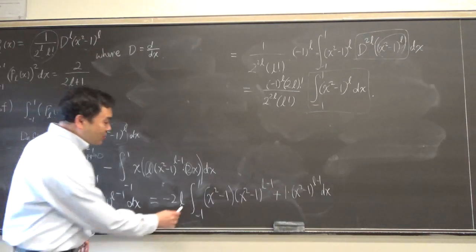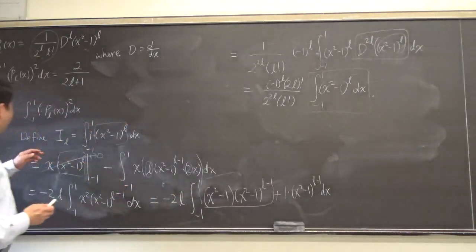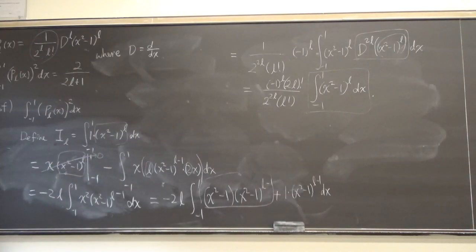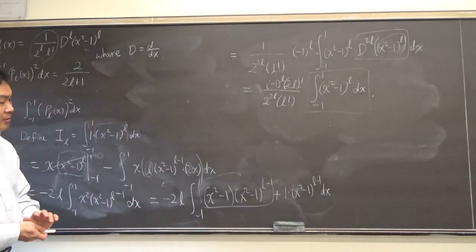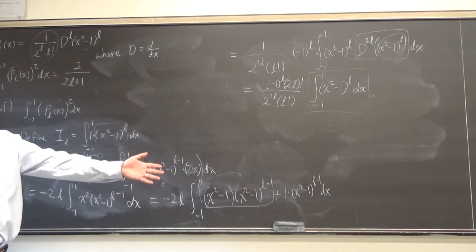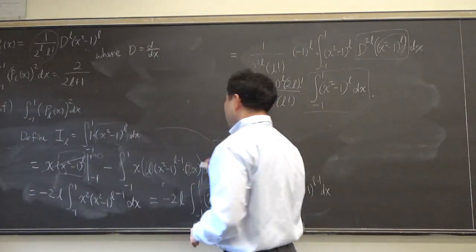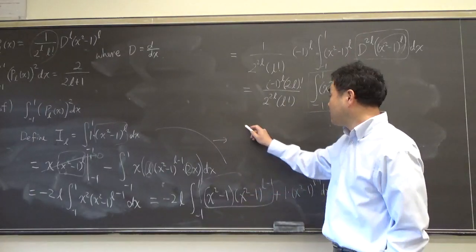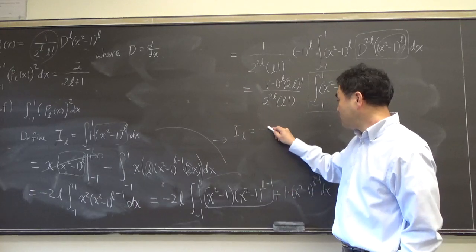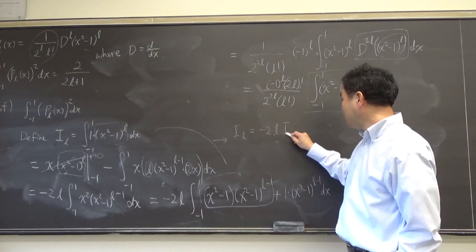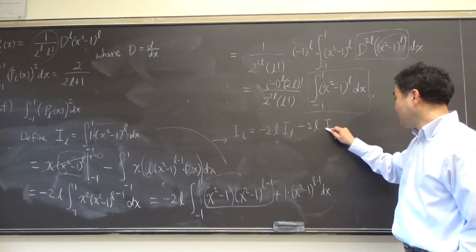But then, look what this is. This is x squared minus 1 to the Lth power, which is exactly I_L, right? On the other hand, what is this one? This we can call I_{L-1}, right? So all this calculation gives you the following fact, that I_L is equal to negative 2L I_L minus 2L I_{L-1}.